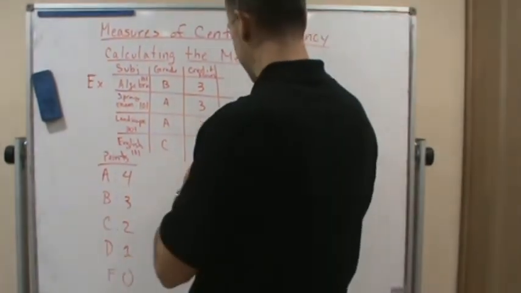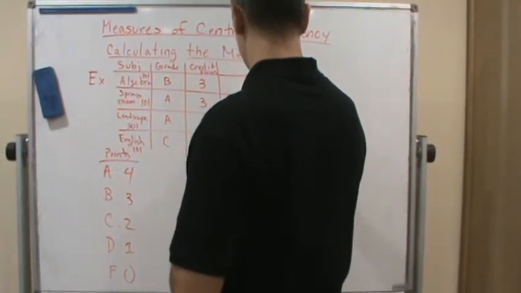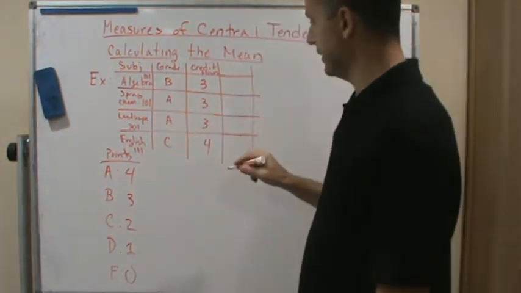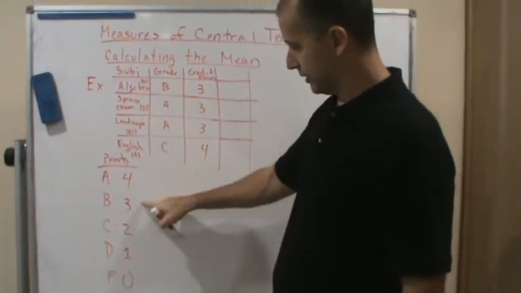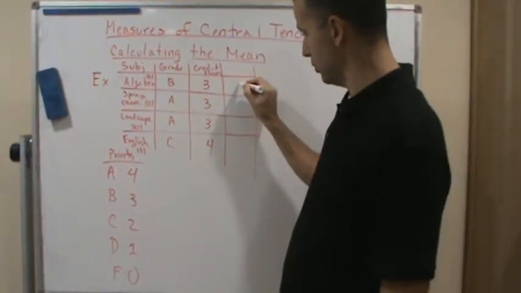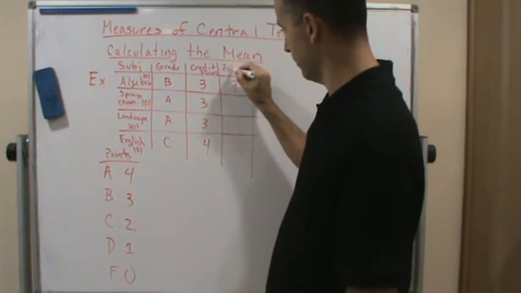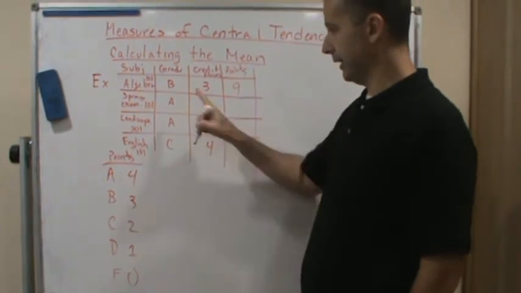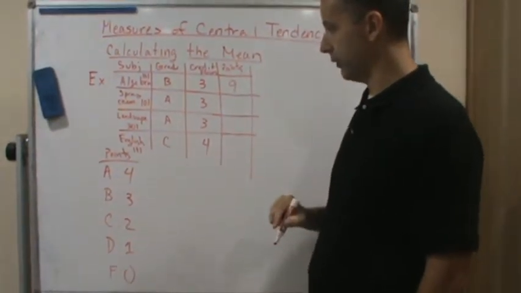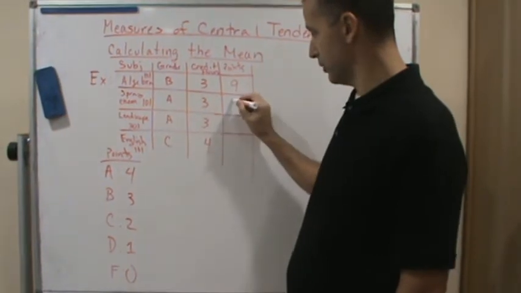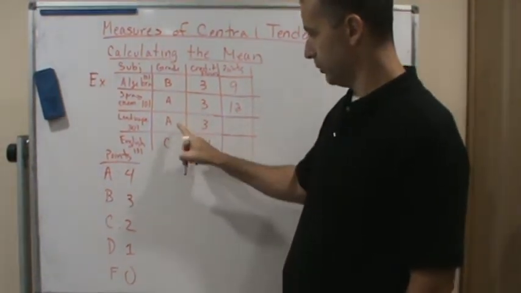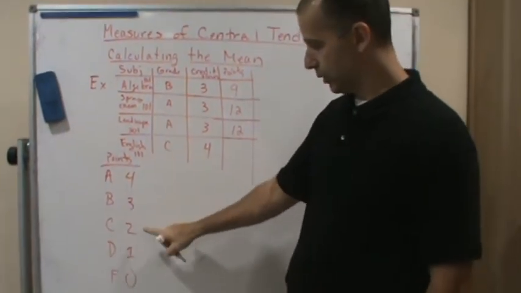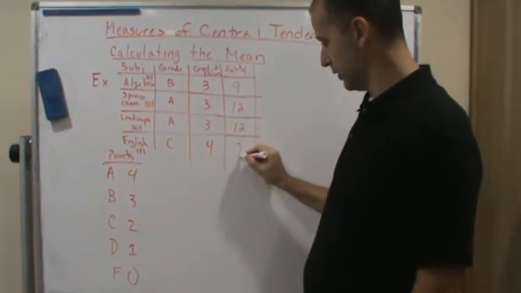So let me extend this out a little bit more. If we take the product of this B, which is 3, it would be 3 times 3, which gives you the points for the class. So you get 9 points for algebra for getting a B, and it's a 3 credit hour course. Here you get 4 times 3, which gives you 12 points. This would be another 4 times 3, another 12 points. And then you got a C here, which gives you 2 points times 4, which gives you 8.